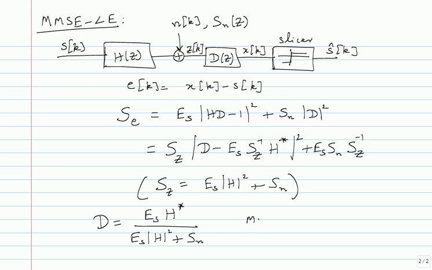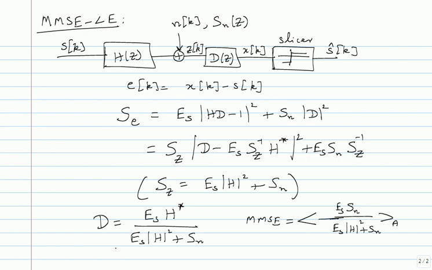And what will be my MMSE, the minimum mean squared error? It's going to be the arithmetic mean of ES SN divided by SZ, which is ES SN divided by ES mod H squared plus SN. The arithmetic mean of this. Let me write the ES also on top so that it becomes a nice expression. So that's the minimum mean squared error.